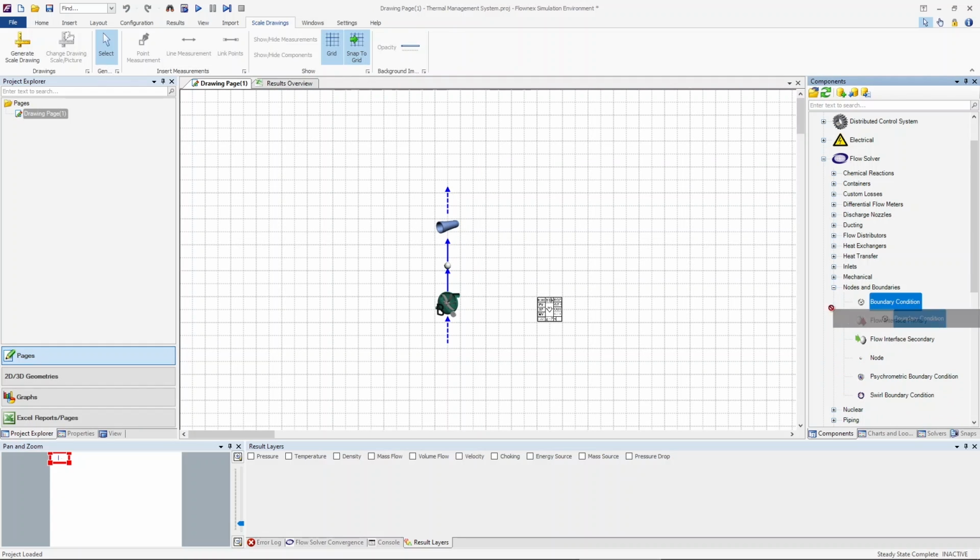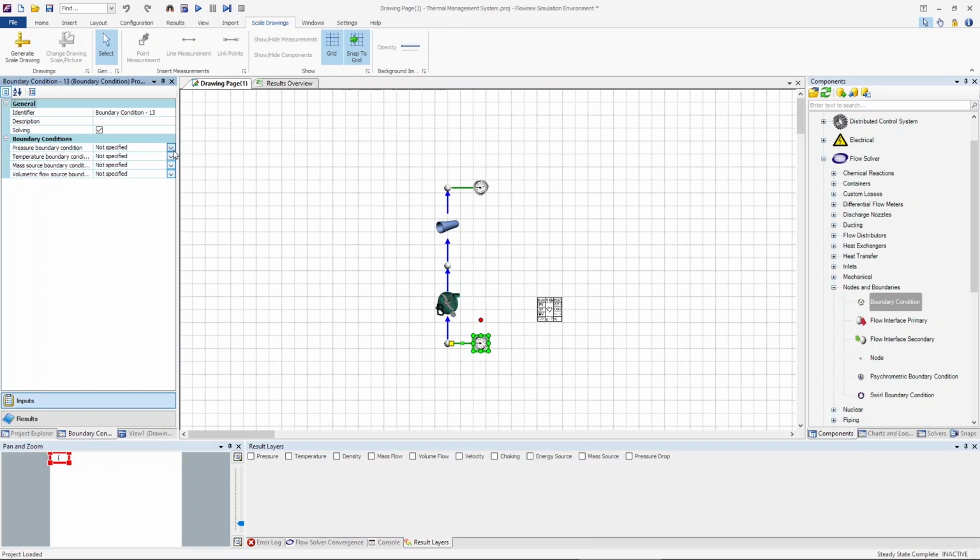Then next we can specify the boundary conditions, and this will essentially realize the inlet and outlet conditions for the thermal management system. So we can specify at the inlet the pressure, let's say it's ambient at 100 kPa, and then the temperature we can set to be standard at 25 degrees Celsius, and then the exit conditions, let's specify it as 100 kPa as well.